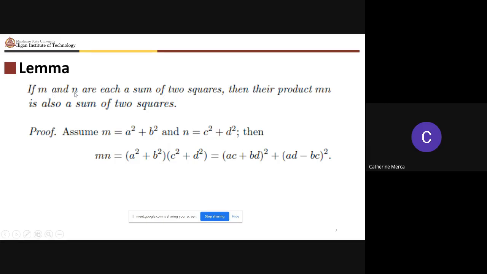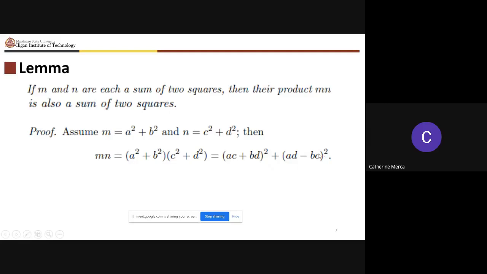We have here another lemma. If you have m and n each a sum of two squares, then the product is also a sum of two squares. The proof is actually straightforward. You simply take m, which is already given as a sum of two squares, a squared plus b squared, and n is equal to c squared plus d squared. When you multiply them, the result mn will give you this one.